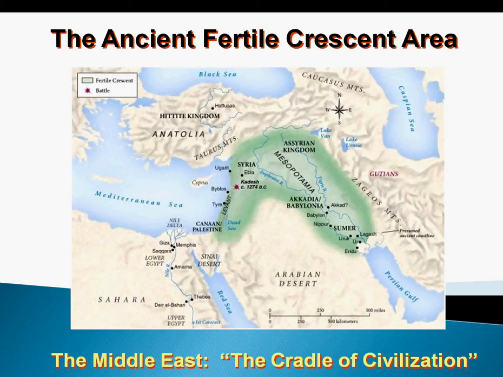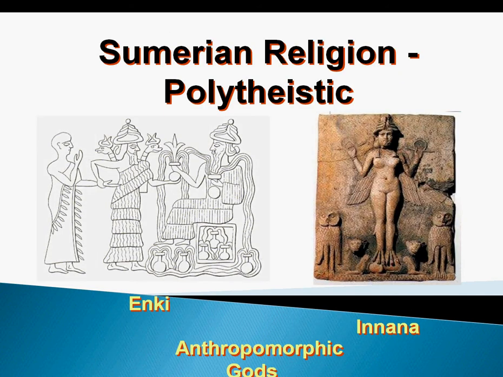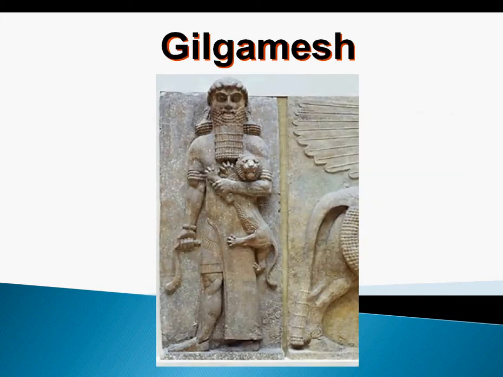This is another slide of the Fertile Crescent, which takes in what now is modern-day Israel, most of Iraq, Syria, and Lebanon, sometimes called the cradle of civilization. Sumerians were the folks inhabiting this area. They were polytheistic, that is, they worshipped many gods. Gilgamesh was one of their main gods that they worshipped.